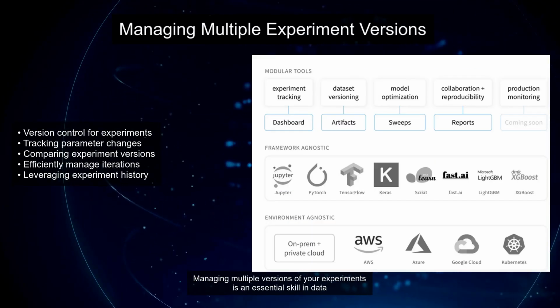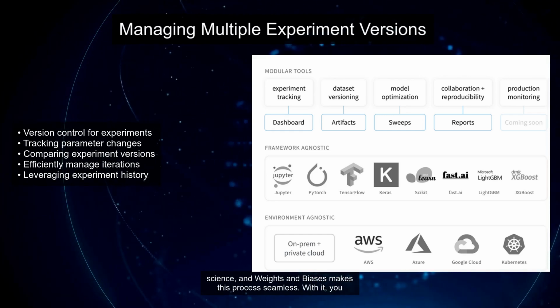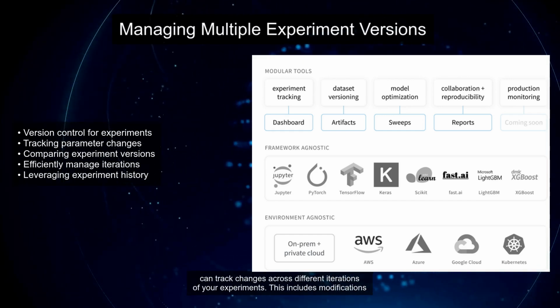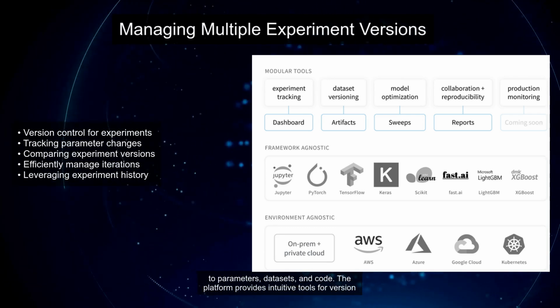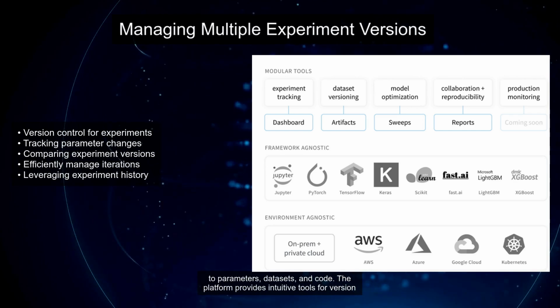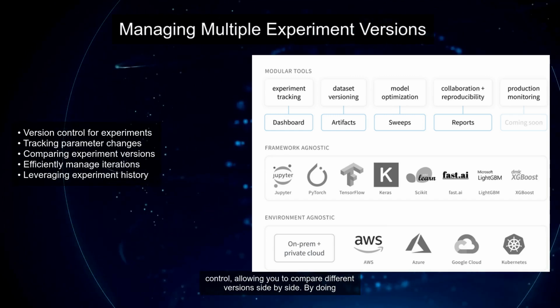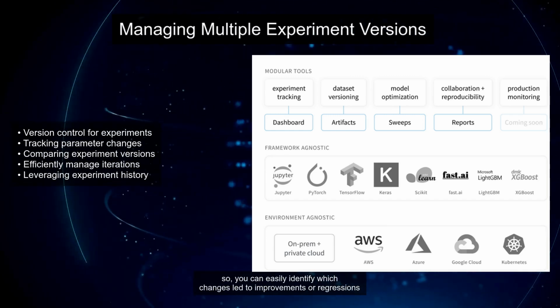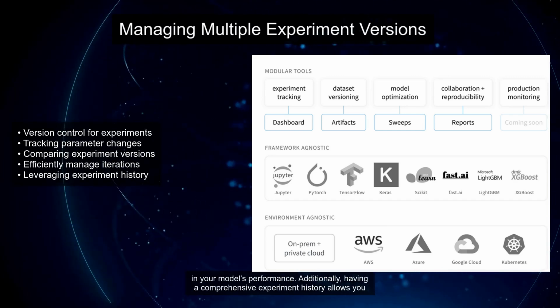Managing multiple versions of your experiments is an essential skill in data science, and Weights and Biases makes this process seamless. With it, you can track changes across different iterations of your experiments. This includes modifications to parameters, datasets, and code. The platform provides intuitive tools for version control, allowing you to compare different versions side by side. By doing so, you can easily identify which changes led to improvements or regressions in your model's performance.